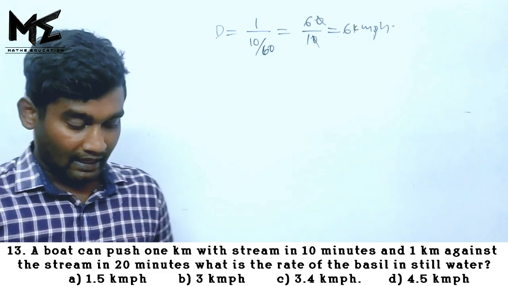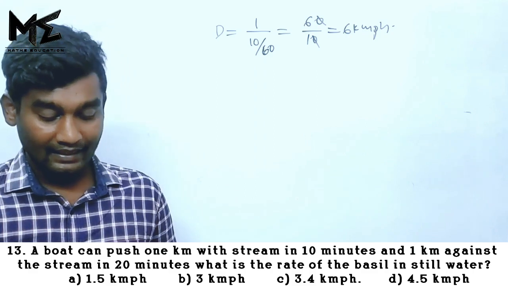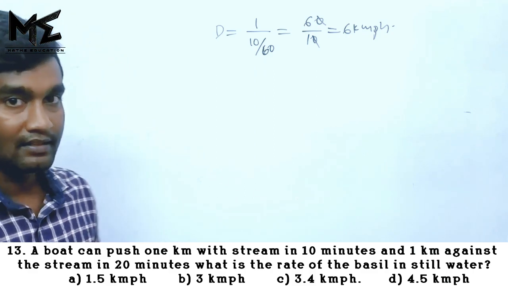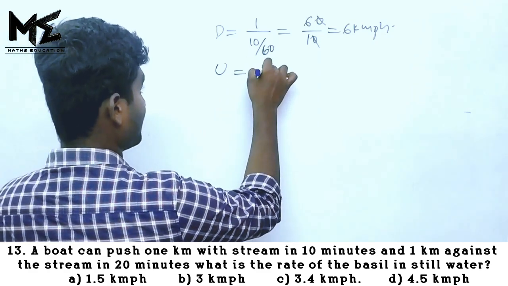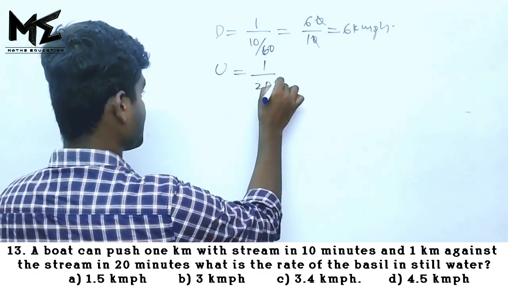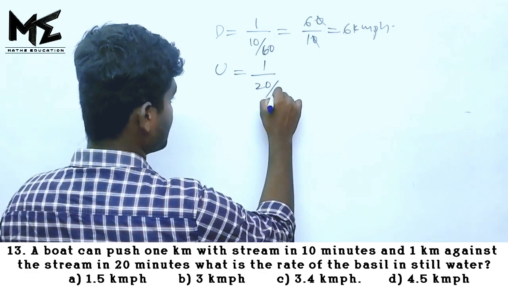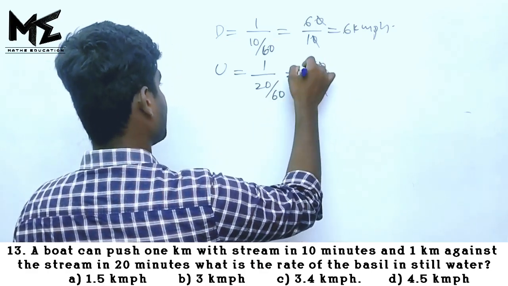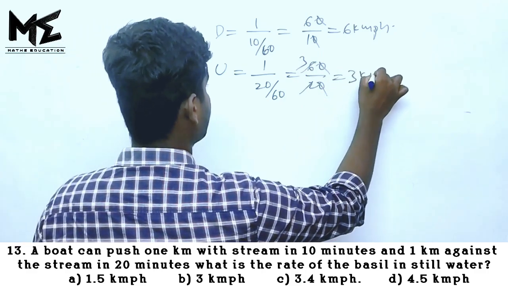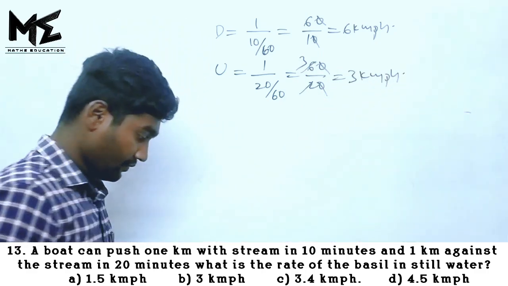Next, and 1 kilometer against the stream in 20 minutes. Against, we are taking upstream. 1 kilometer in 20 minutes. Minutes can be changed into hours by 60. So 60 by 20, the zeros get cancelled. 3. So 3 kilometers per hour.